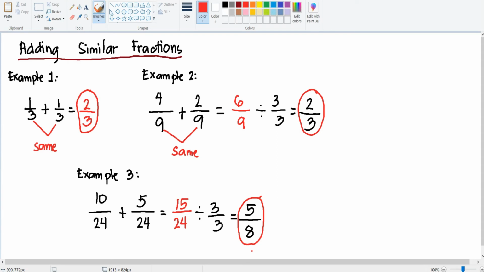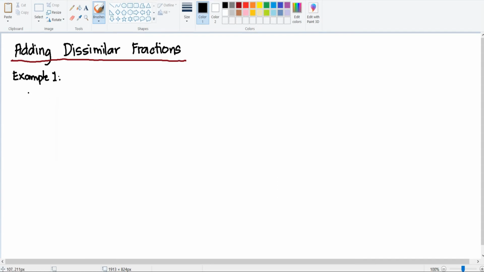So we are done with adding similar fractions. So this time let us go with adding dissimilar fractions. From the word dissimilar, therefore our denominators have different numbers. So for example, we have 2 over 3 plus 3 over 4. Now the first thing that we have to do is to find the LCD, or the least common denominator.